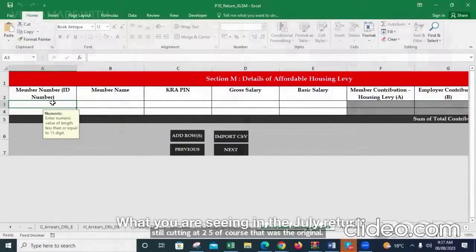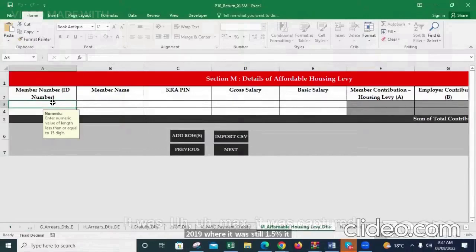What you are seeing in the July return was the original delivery of the housing levy as it was in 2019, where it was still 1.5%. It was capped at 2,500 for both the employer and the employee, and it was based on the basic salary. So that is the original one.